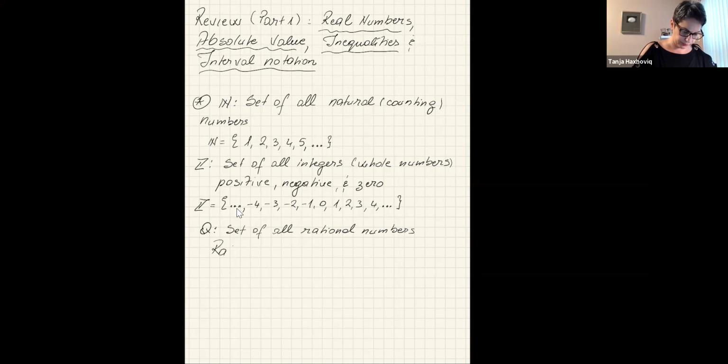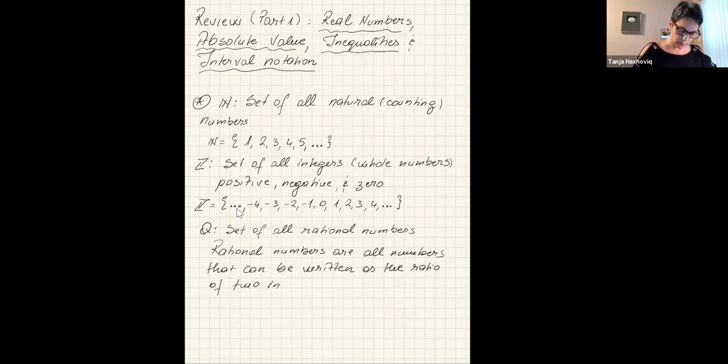So rational numbers are all numbers that can be written as the ratio of two integers, such that the denominator cannot be zero.